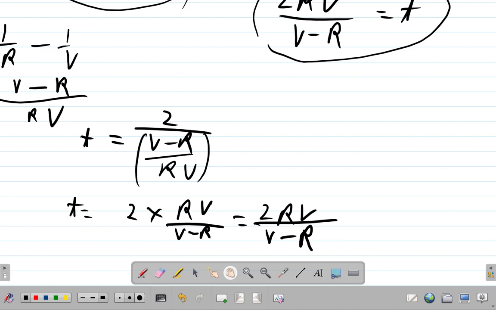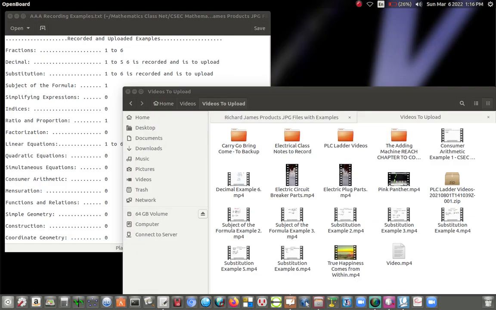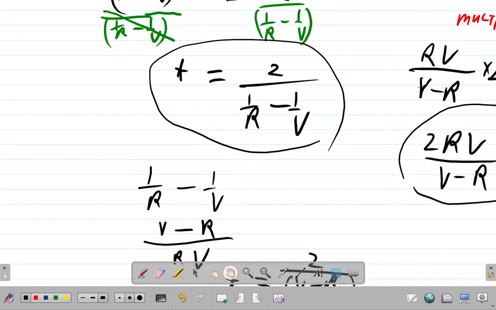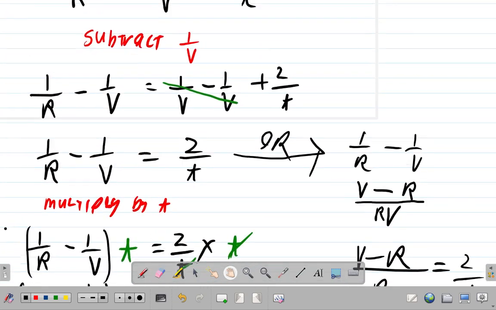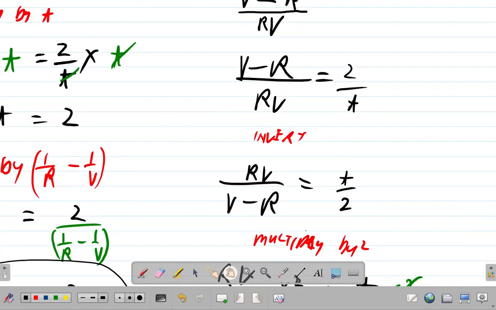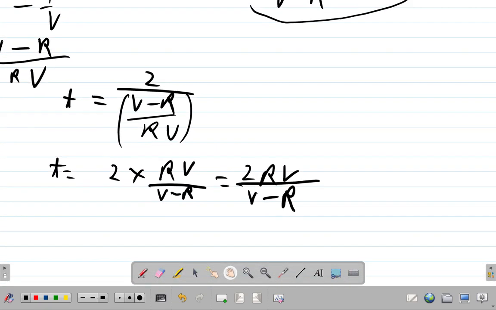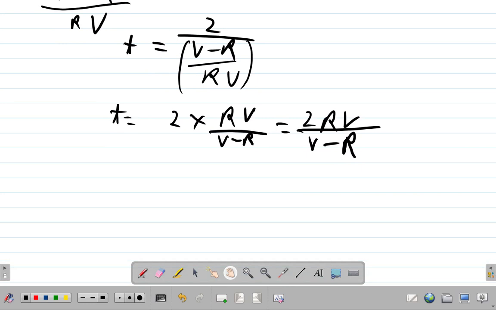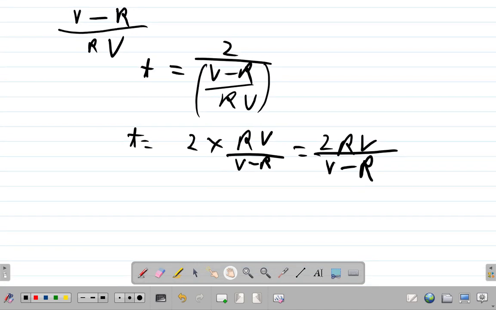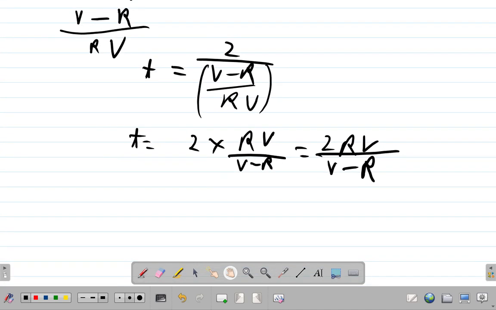Alright. So there are even other ways that you could do it, right? Whichever way you tried it, I want you to redo it so that you get 2RV divided by V minus R. Alright? Alright, so that will be it for now.